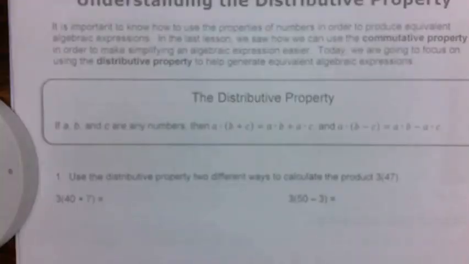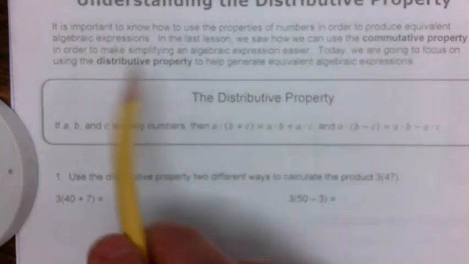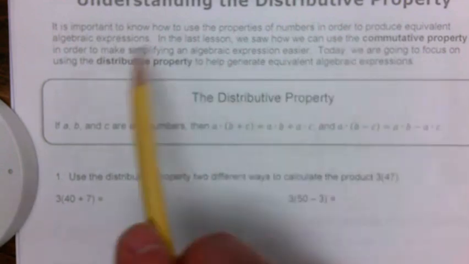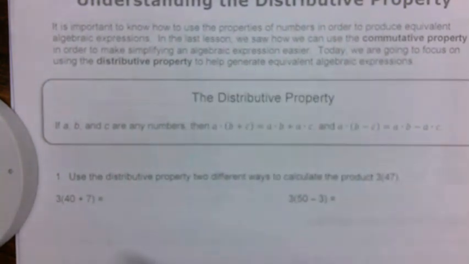In our lesson today, we're going to look at the distributive property and see how it will allow us to create equivalent algebraic expressions. It is important to know how to use the properties of numbers in order to produce equivalent algebraic expressions. In our last lesson, we saw how we use the commutative property to make simplifying an expression easier. Today, we're going to focus on using the distributive property to help generate equivalent algebraic expressions.